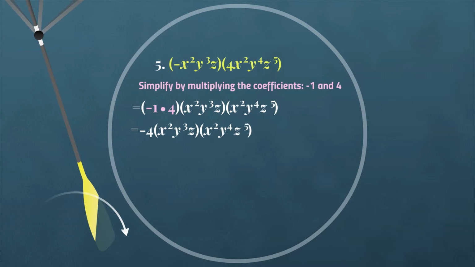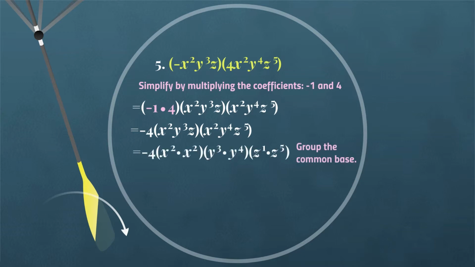As you can see, we have 3 different variables this time, and we also have 3 different bases. Even if the bases are different, there are pairs of bases which are the same, so we can still apply the concept of product of powers. All we need to do is group the common bases, like this. Now that the bases are grouped, we have 3 sets of powers with the same bases.